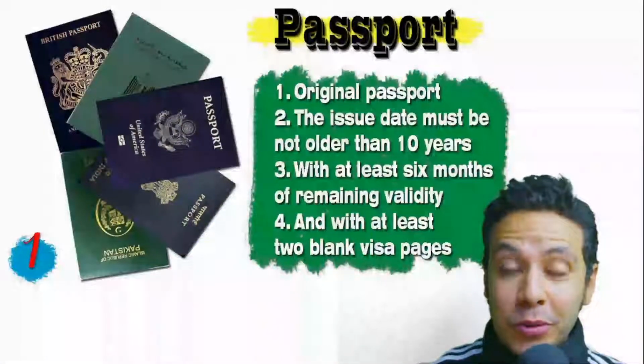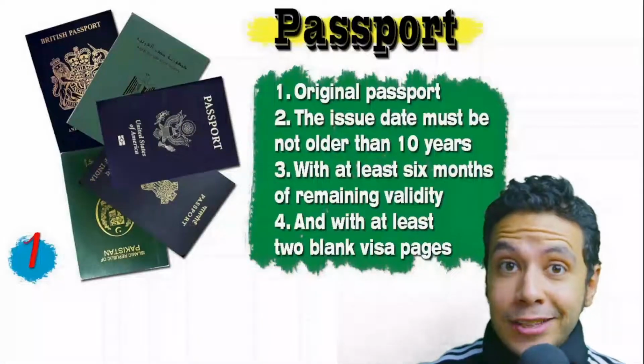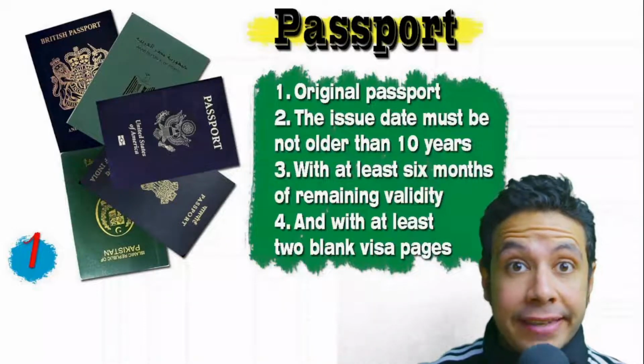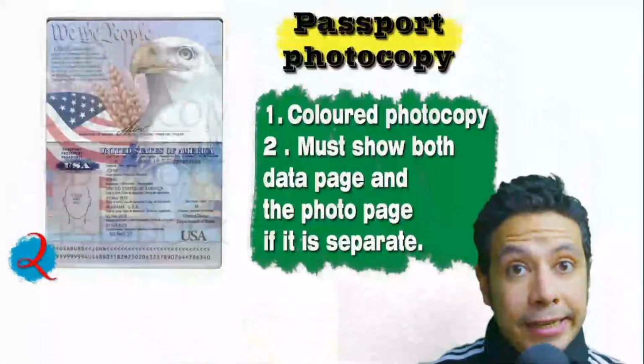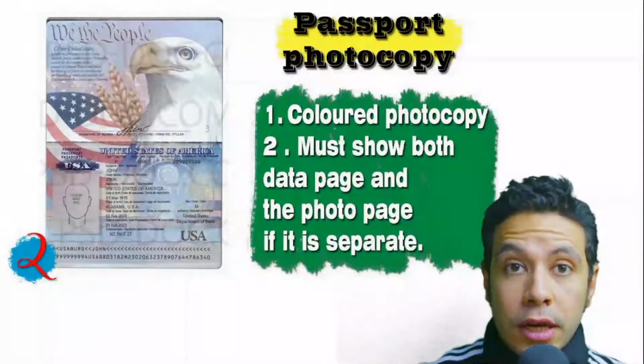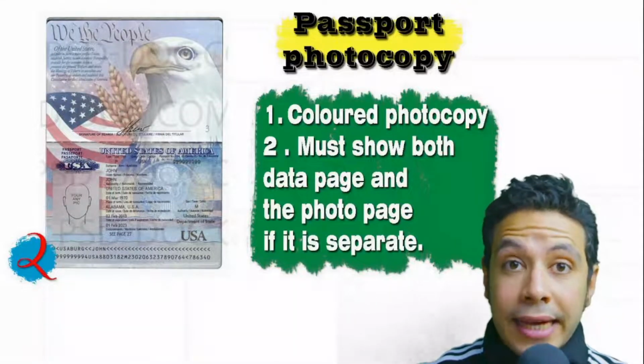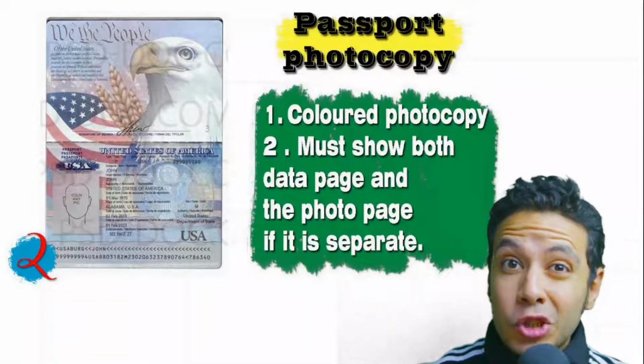So what are the required documents that you will need while applying for any visa? Speaking about your passport, it must be original and it must not be older than 10 years, with at least 6 months of remaining validity and at least 2 blank visa pages for the stamps. In many cases you will also need a passport photocopy. It might be 1 copy or more than 1, and it's preferred to be colored, and both the data page and photo page must be shown if separated.